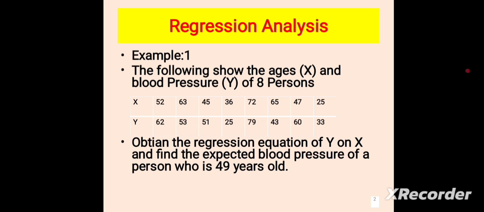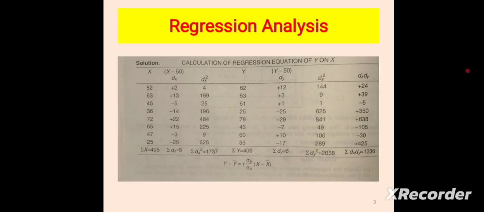Obtain the regression equation of y on x and find the expected blood pressure of a person who is 49 years old. That means x is given as 49 years old. We have to calculate blood pressure for the y factor. Solution: calculation of the regression equation of y on x.